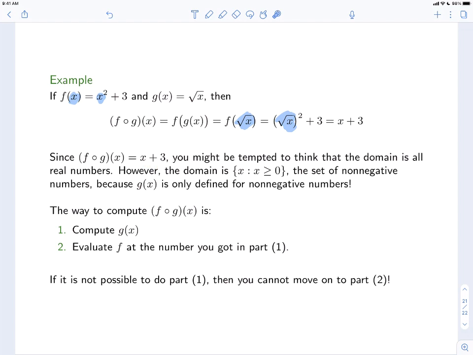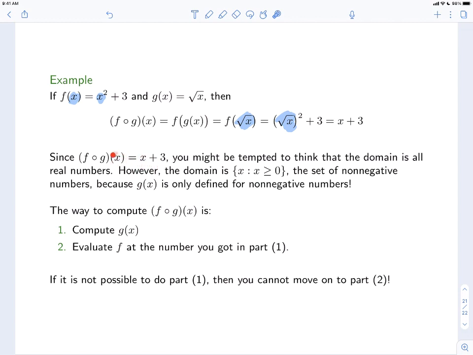Now, you might be tempted to think that the domain is all real numbers because I can plug in any real number for x that I want. However, the domain is actually the set of non-negative numbers because g at x is only defined for non-negative numbers. Now, with this composition, I might think, oh, I can plug in x equals -1 there. -1 plus 3 is 2.